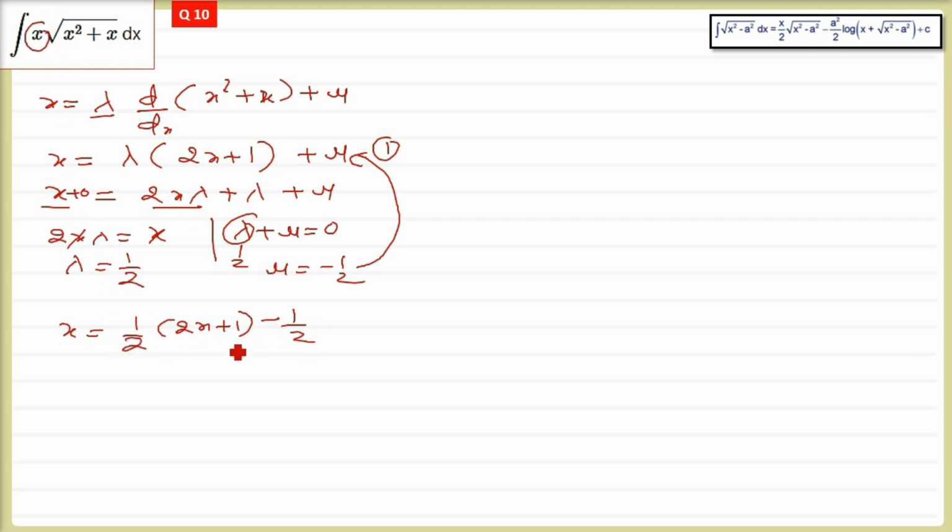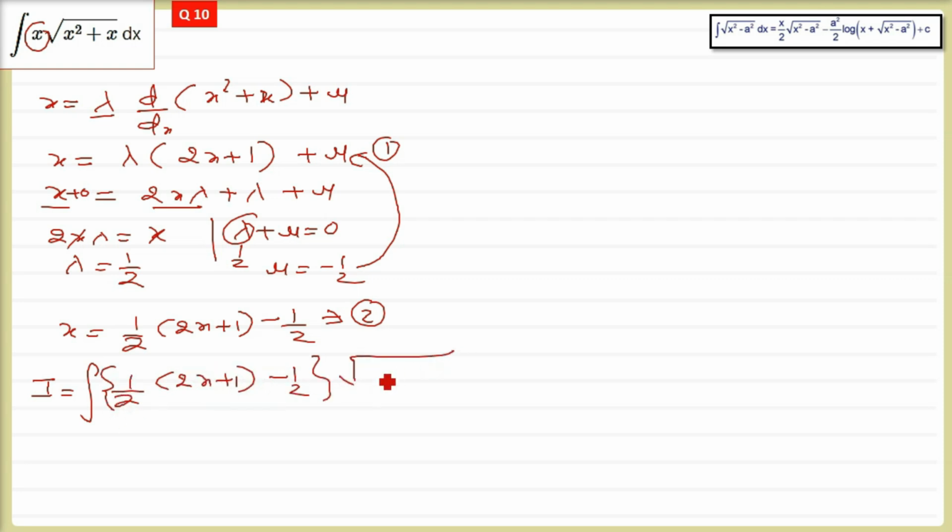We have just devised a method so that our integration becomes easy. X is only a representation in the form of half (2x plus 1) minus half. So I'm writing essentially half only: half (2x plus 1) minus 1 by 2. Now multiply this with the following term, which is x square plus x, and there is a dx always there.